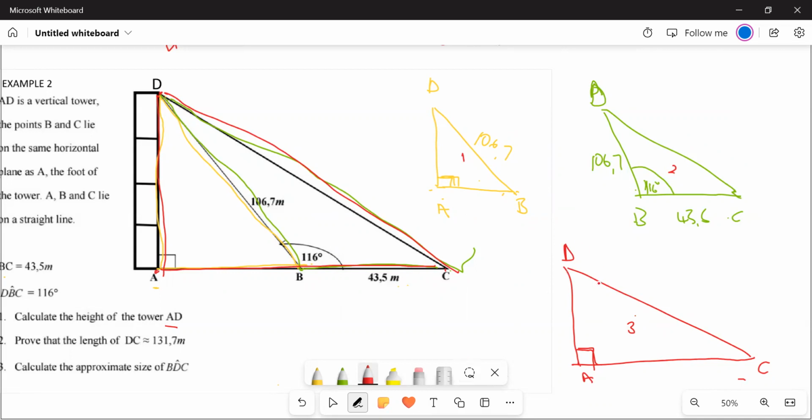If you compare this one and this one, which one seems to have more information? It's triangle number 1 again. So it means we are going to use triangle number 1. So we highlight it. This is the one that we're going to be using to solve this thing here. Now, if you want to solve this thing here, here's the challenge that we have.